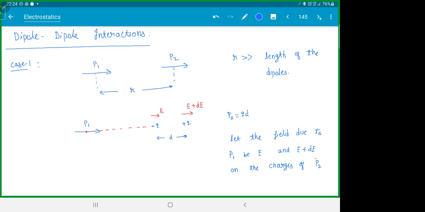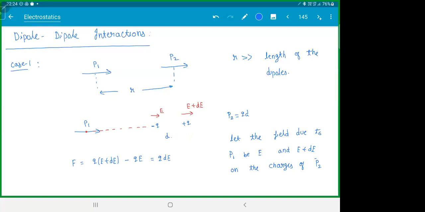Okay, so dE is a small change in field. So what will be the force on this? The force will be Q into (E plus dE), charge into field, minus Q into E, agreed? This is nothing but Q into dE. Is that making sense?